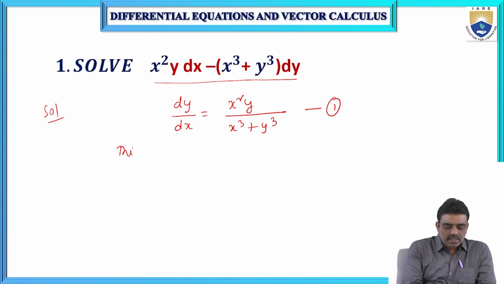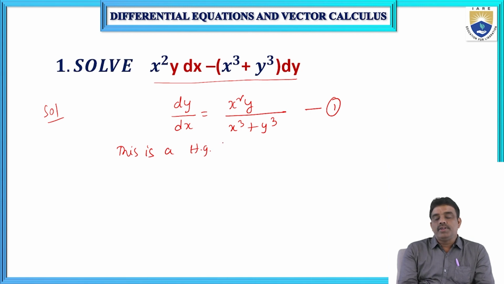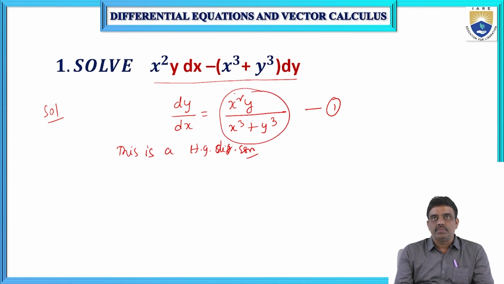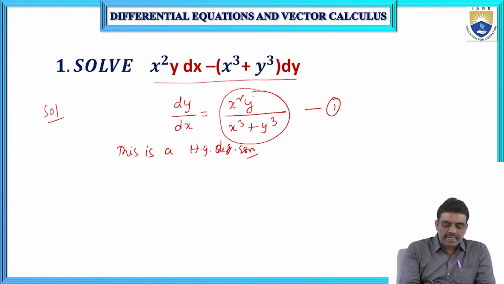This is a homogeneous differential equation, as we have already seen in the regular videos, because the right hand side is a homogeneous function of degree 0. In the numerator the degree is 3, 2 plus 1. In the denominator also the degree is 3. So on cancelling degree 3, it is a homogeneous function of degree 0.